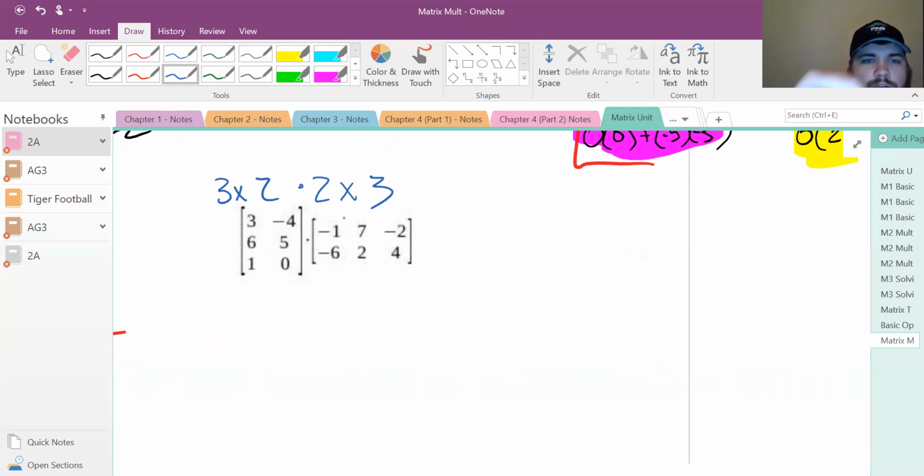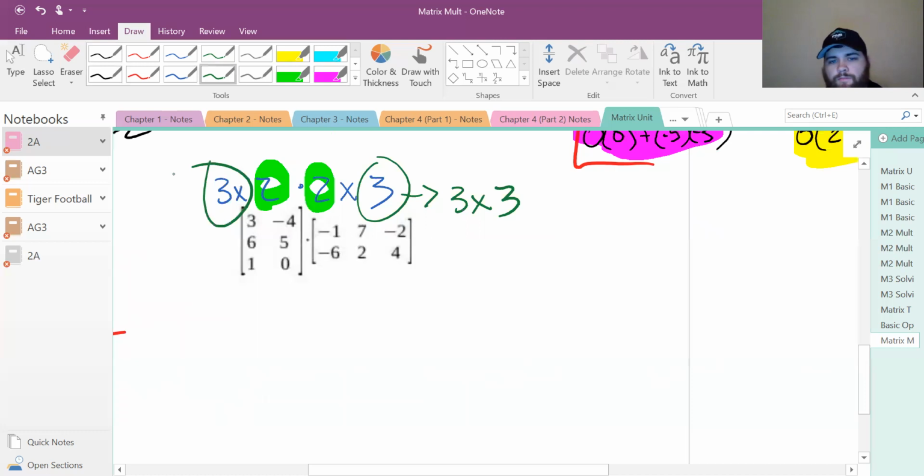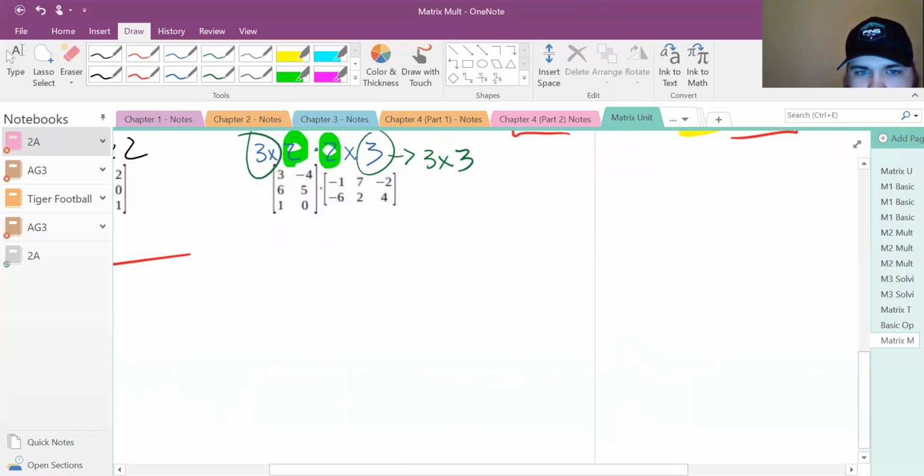Okay, so first things first. These two numbers match up? They do, right? So what is my resulting matrix going to be? It's going to be a 3 by 3. Why is it a 3 by 3? Because it's the outside two numbers. So let's draw a big 3 by 3.